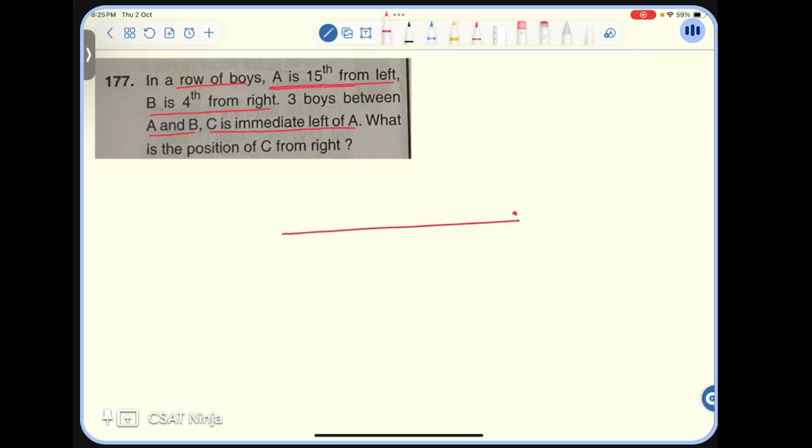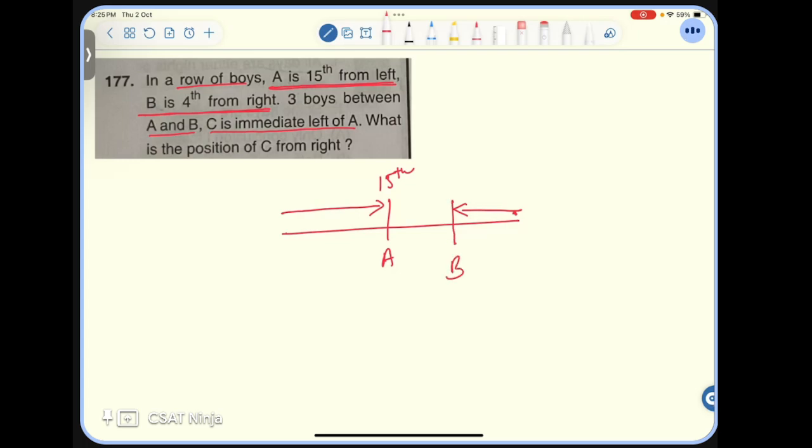A is 15th from the left end. Okay, this is the left, and here is A, and A's position is 15th from the left. That's number one. Number two is B is 4th from the right. If I go from the right towards the left, then B is there.